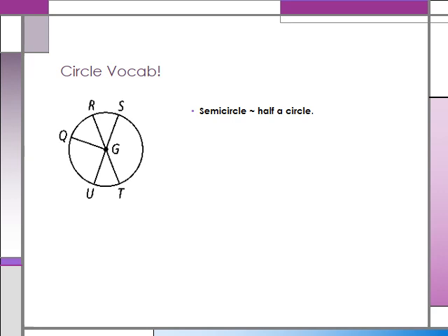A semicircle is half a circle. Now, let's talk about circles real quick. Circles have 360 degrees in it. So if I started at this point right here and went all the way around, it would be 360 degrees. A semicircle has 180 degrees. So this is a circle. Okay, it has 360 degrees. A semicircle is half a circle. And we name it using the endpoints. So we say arc SU, and we'll talk a little bit more about that.